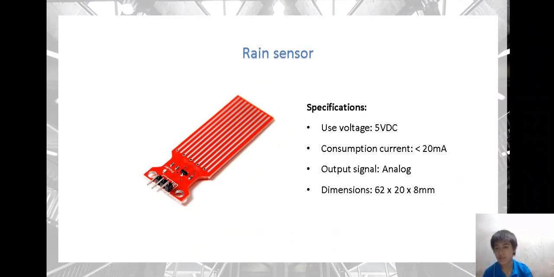Then now we have the rain sensor. It is able to detect whether it is raining or not. It has a sensing plate here, and we can detect the rain depending on the plate. About the specification, it uses a voltage of 5 volts. The consumption current is smaller than 20 milliamperes. The output signal is analog, or you can have a digital signal. About the dimensions, you can see them here.